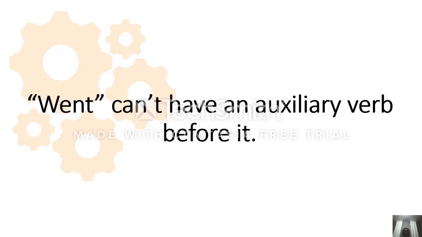Now let's see. So went can't have an auxiliary verb. Guys, it is a blunder in both spoken and written English. It is prohibited to use an auxiliary verb with went, okay? We can say she went, he went, they went, we went, not had before went. It doesn't sound nice, okay? So you need to know that the difference is here.